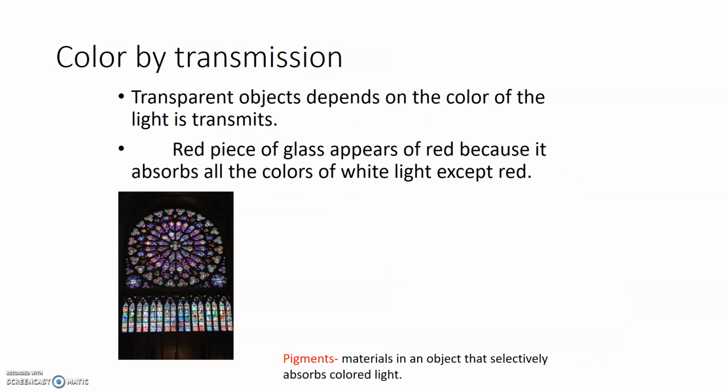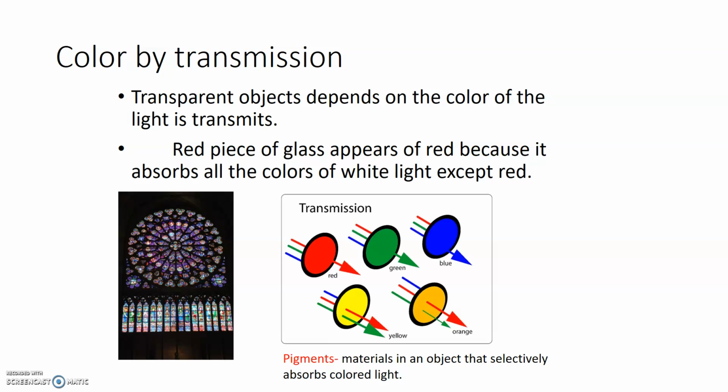All right, now color by transmission means that light transmits through a piece of glass or something transparent, and if it has some pigments in it, it may allow only a certain type of light through. A red piece of glass appears red because it absorbs all other colors of white light except for the reds. The material can be very selective. If you take gold, powderize it and mix it in with glass, you will actually make red, because the gold absorbs all the other colors except for red.